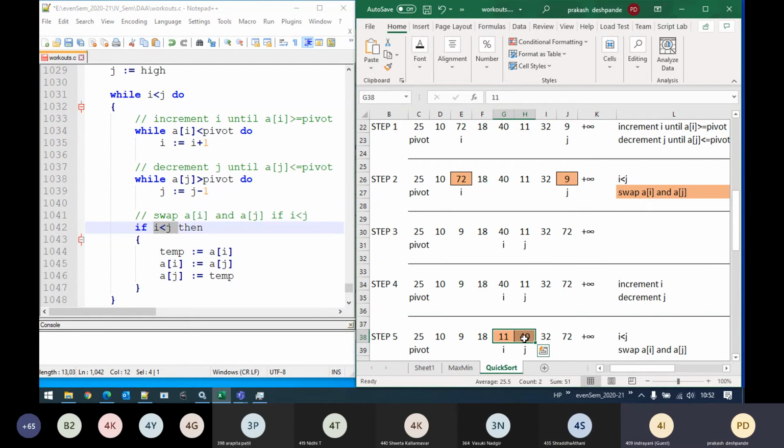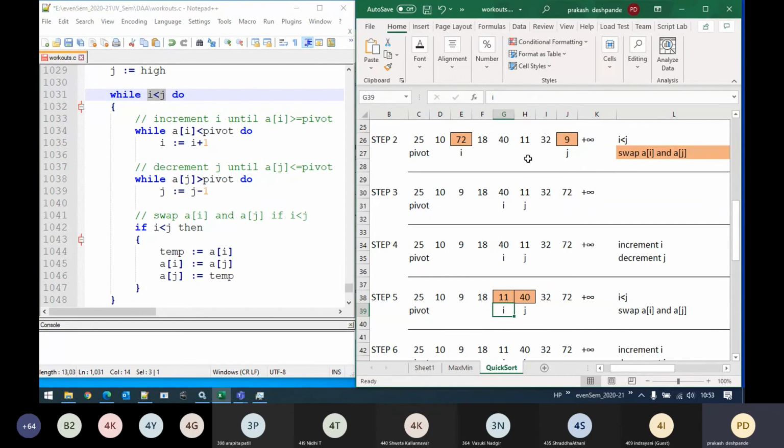Since this is the end of this particular if block, it will again fall back onto the while loop condition. The condition is: i less than j. Is it true now? i is 4 and j is 5, so 4 less than 5 is still true. Then again we will try incrementing i and decrementing j. So what will happen now? Will i get incremented now? Look into this particular block. A of i is what?